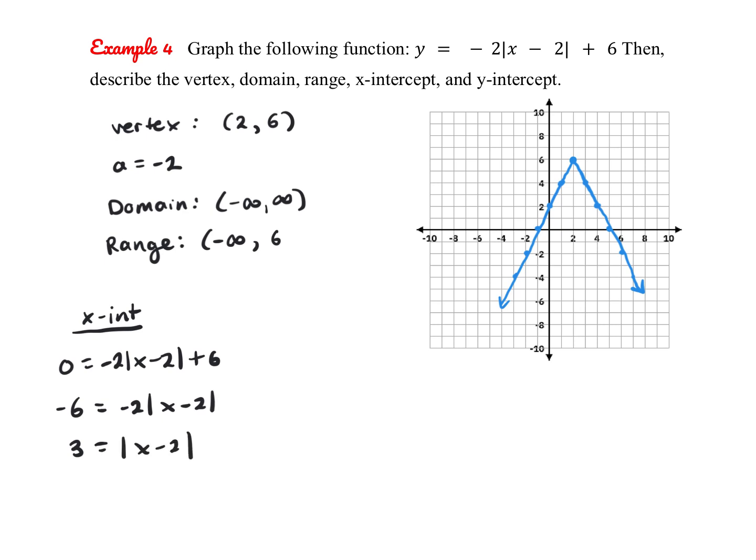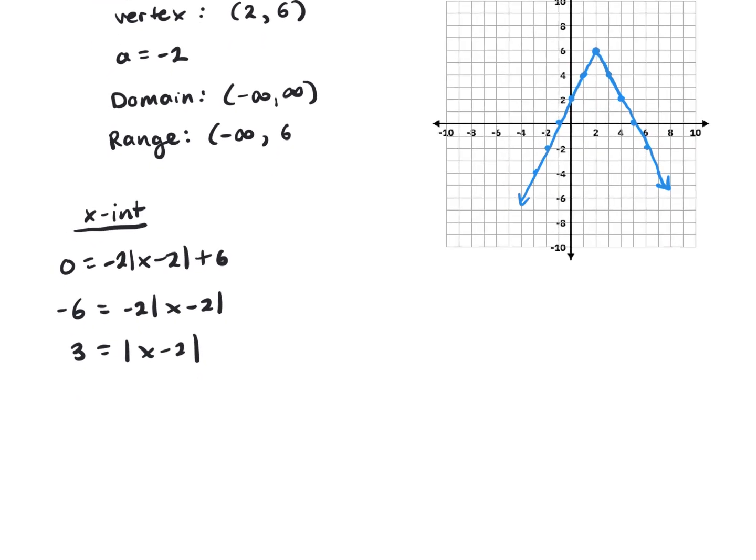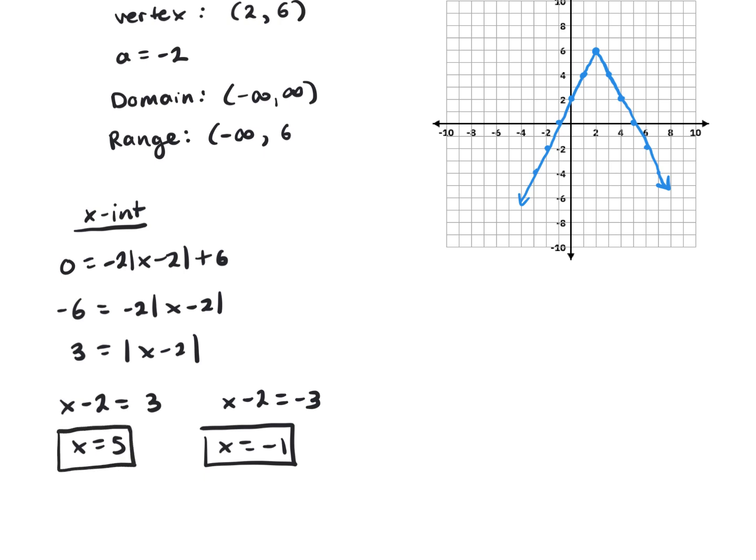And now I need to set up those two separate equations. x minus 2 equals positive 3, and then x minus 2 equals negative 3, and then I can finish solving. The nice thing when you have the graph is you can go back and confirm that those are correct. So it does match what we have in our graph. So that means we can feel pretty confident that our answers are correct. So I will box our answers.